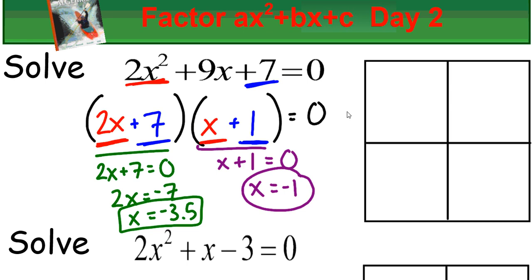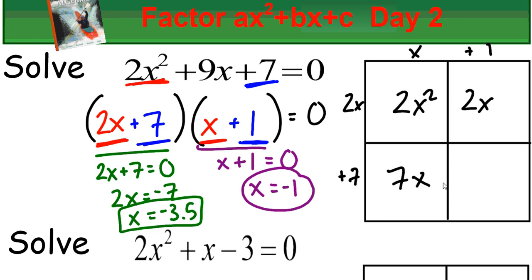I forgot I left the table over here to check my factoring. 2x plus 7, x plus 1: 2x squared, 2x, 7x, 7. That's what just checked my factoring in step 1.